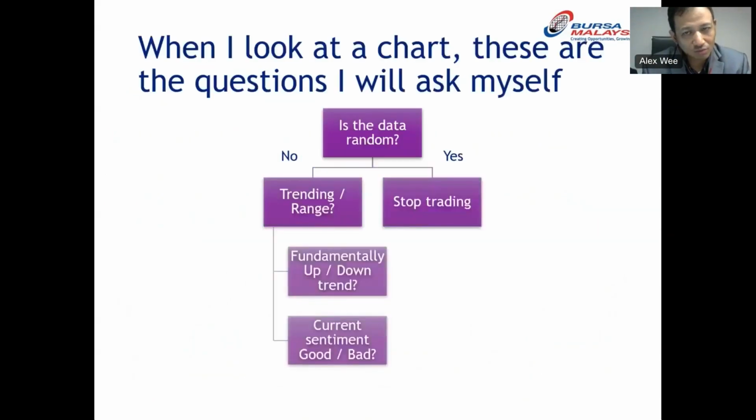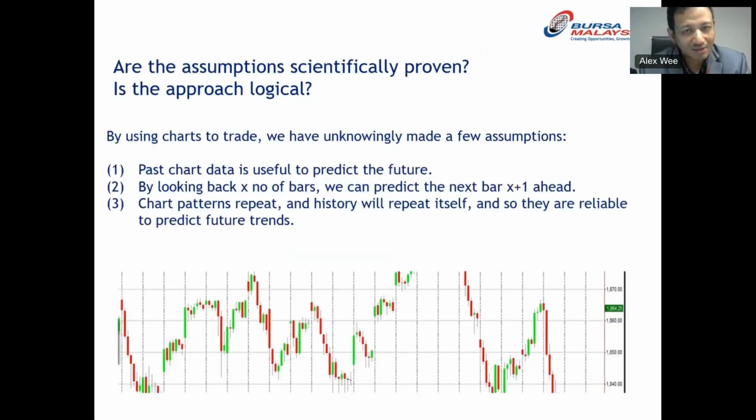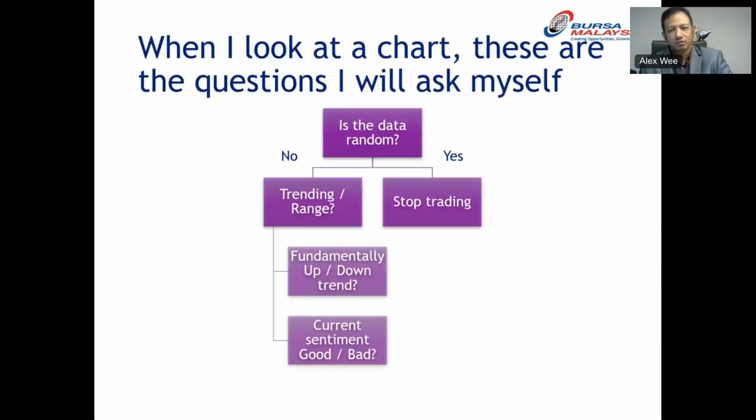So are these three assumptions scientifically proven? Are they logical assumptions? So that's what I'll do: I will actually look at the chart, and I'll ask myself, is the data random? So instead of looking at the chart, I look at the data, okay, real-time data. If the data is random, then there's no point trading, okay? If the data is not random, whether it is trending or ranging, okay? That is what I will actually ask myself.